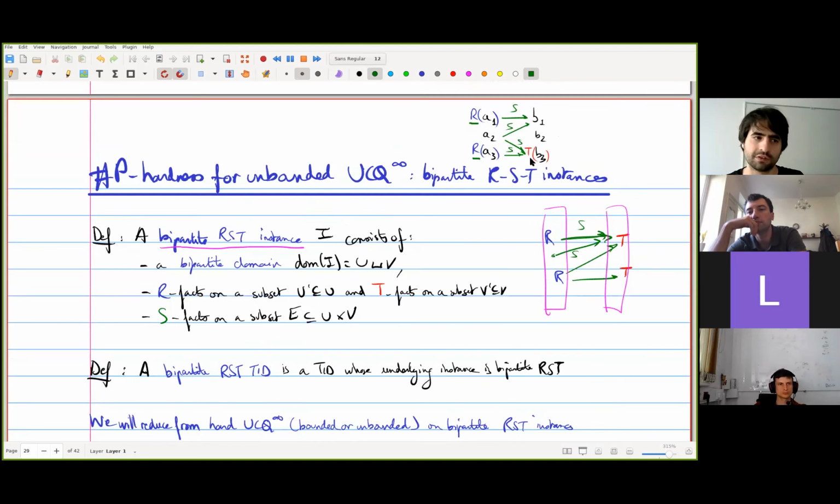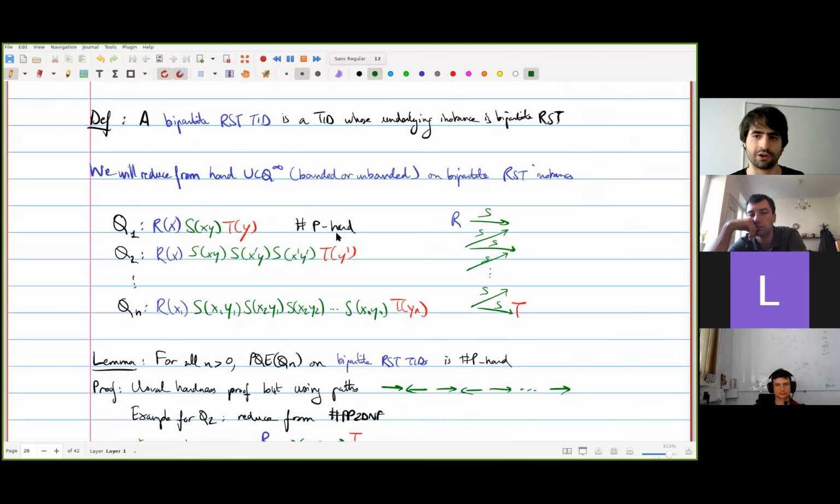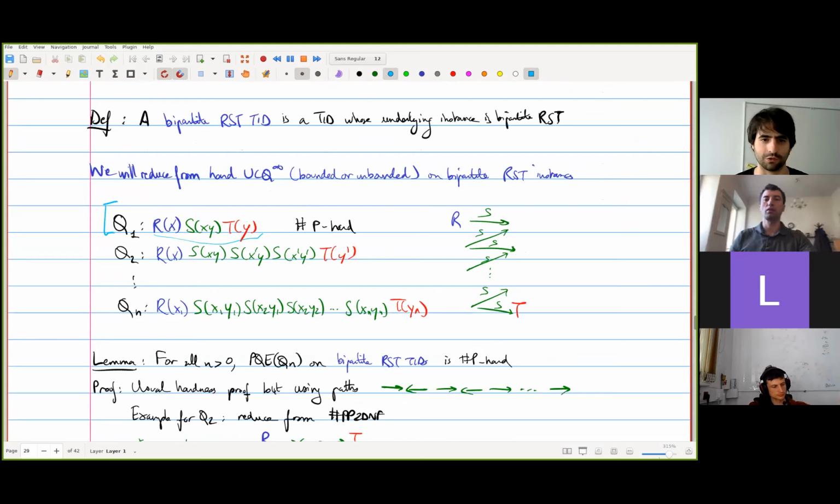I'm going to use this as the hard problem for my reduction. So what I'm going to use as a hard problem is probabilistic query evaluation on these kind of instances for some specific queries. So let's see what the queries are. The first query is a query that you know very well. It's the RST query. So we know that this is sharply hard, right? We've seen that this query is hard, and in the reduction for that query, we were using only instances of that bipartite form. So this we've already seen.